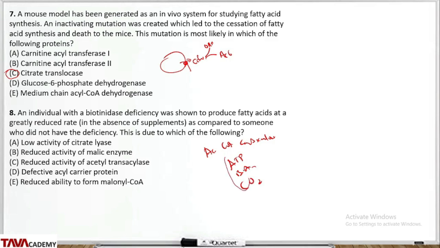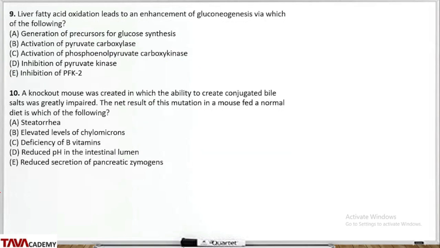It's an ABC enzyme. So if biotin is absent, the patient cannot form malonyl-CoA, and we have already said that this enzyme helps acetyl-CoA to become malonyl-CoA. So there's reduced ability to form malonyl-CoA. So that will be the answer, option E.